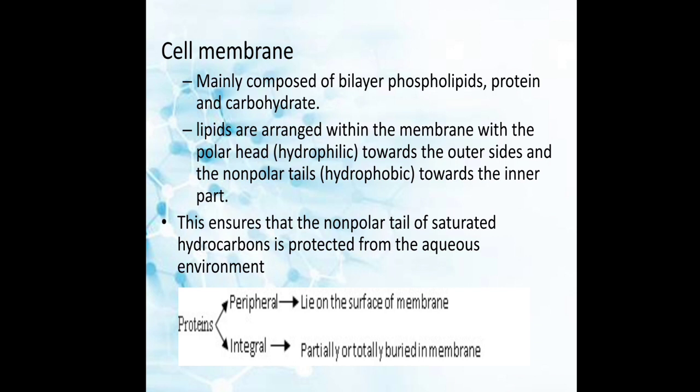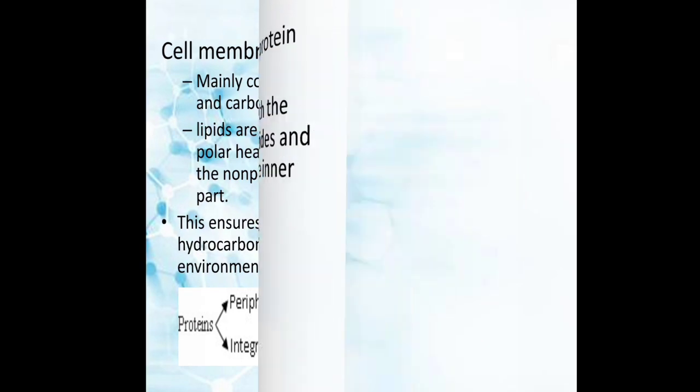Now, along with proteins and lipids, some carbohydrates are also present, attached to the exterior polar ends of phospholipids at the external surface of the plasma membrane. For example, glycoproteins and glycolipids.